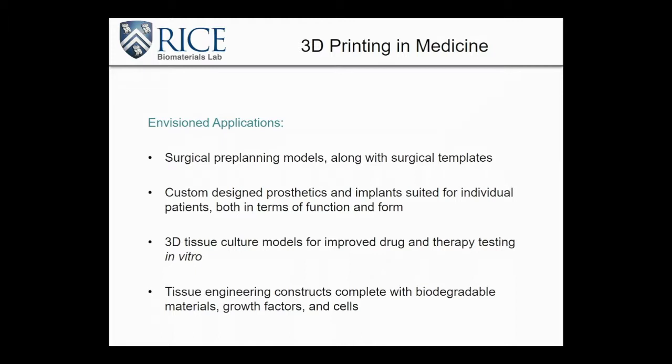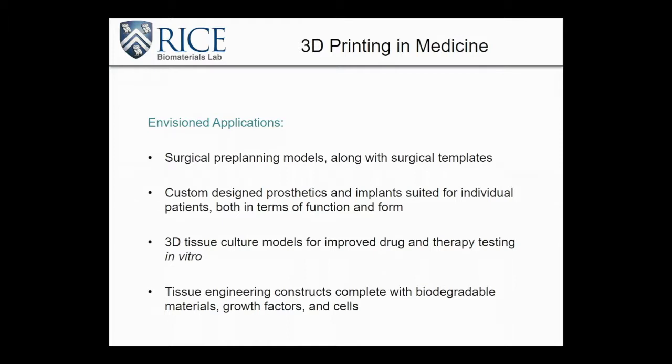So we can start with the most basic 3D modeling and printing application in medicine, where we get a CT scan of a patient, and then we're able to simply 3D print that, so that surgeons are able to use that for planning the procedure. Custom designed prosthetics and implants suited for individual patients come next. They're a little more complicated. You're still generally working with simpler materials.